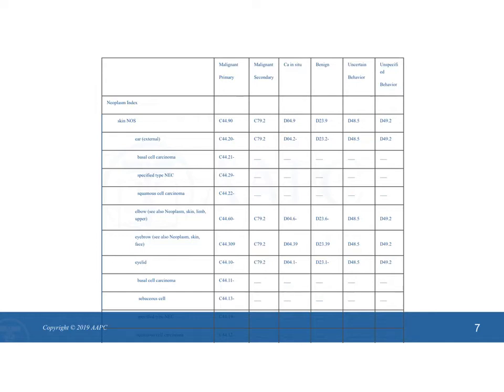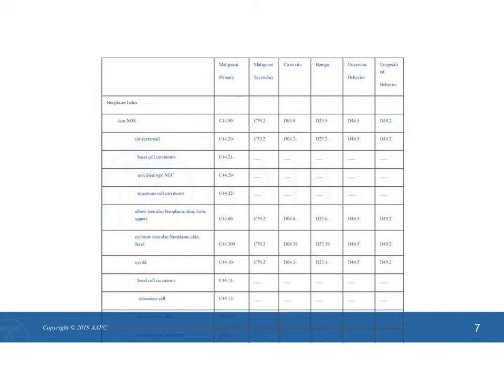You can look up the word melanoma, which is a common skin cancer. And in the index, it will tell you if what you need is not here, you need to go to the neoplasm table, and it will give you guidance, and it will say, look under neoplasm table, malignant, or it will say look under the benign column.